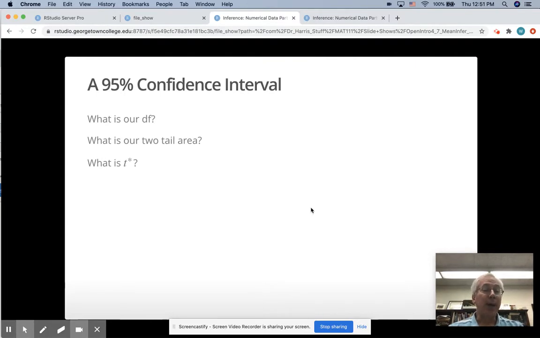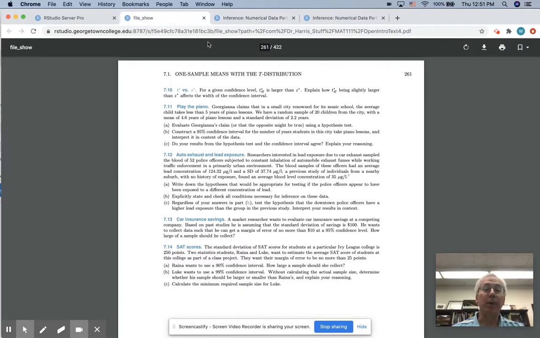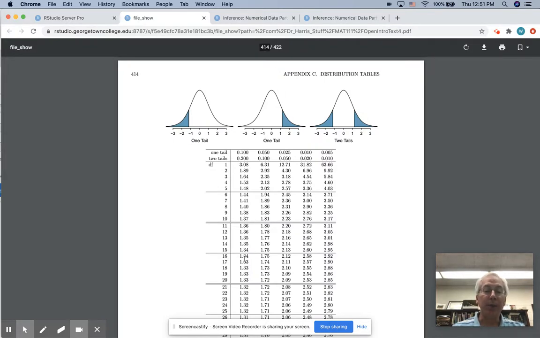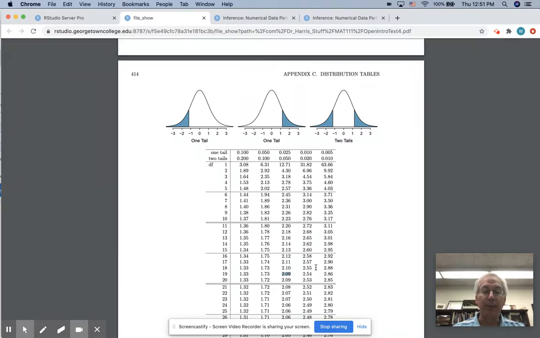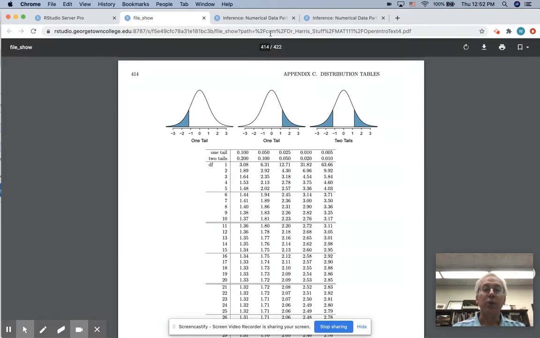So how many degrees of freedom do we have? Well, our sample size was 20, and so our degrees of freedom is going to be 19. What's our two-tail area? Well, if we're looking for a 95% confidence interval, our two-tail area is going to be 0.05. And so what's our value of T star? Well, we can go back to the book and check that out. So back to page 414 with 19 degrees of freedom and a 95% confidence interval, our T star value is going to be 2.09. So T star is 2.09.